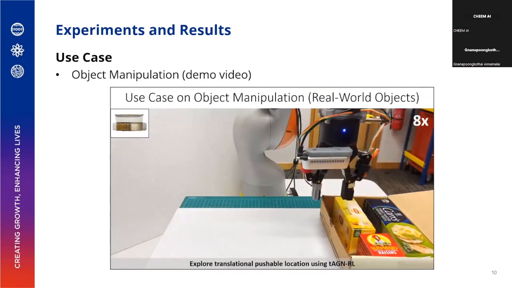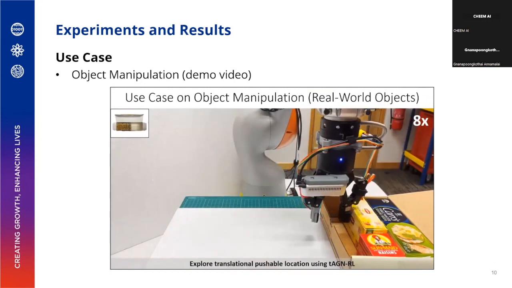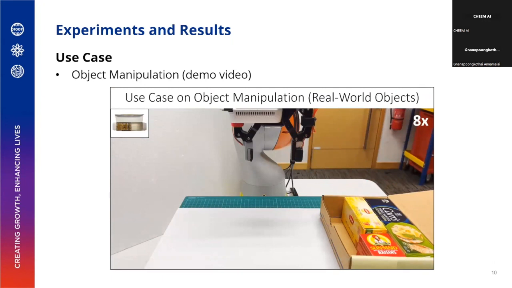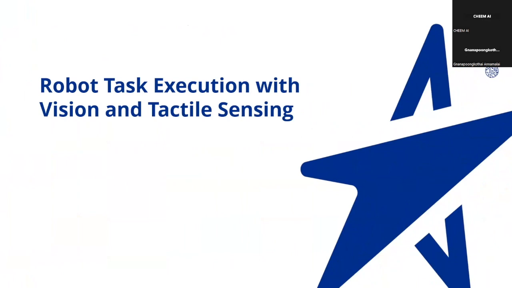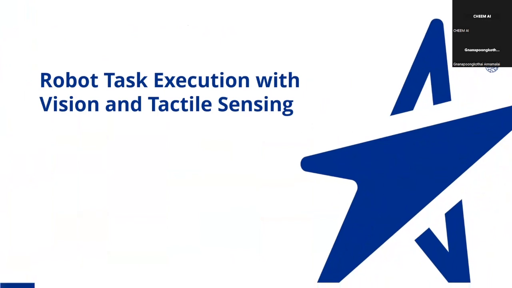Yeah, so with our framework, it's successful in placing this T box inside the bigger box correctly. Okay, so let me talk about another of our works presented in the KUKA Innovation Award. It's called Robot Task Execution with Vision and Tactile Sensing.